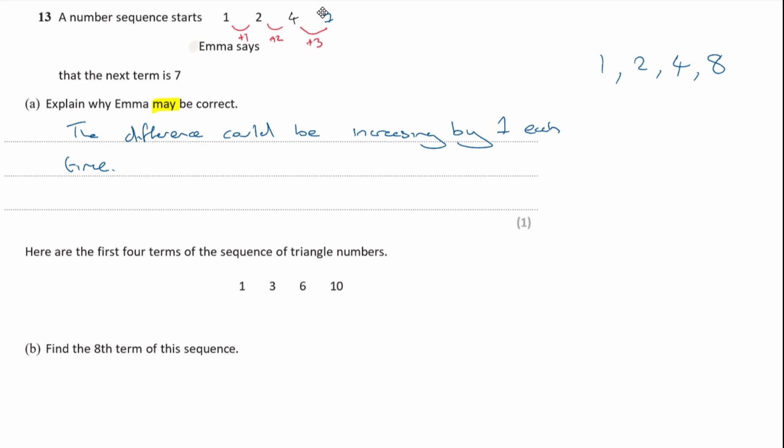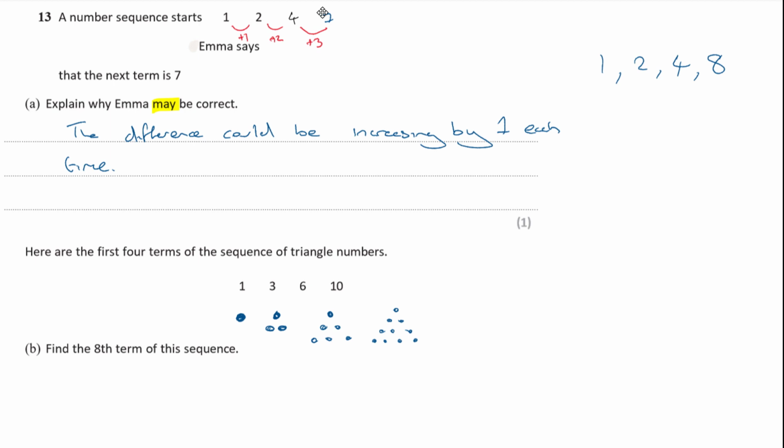Okay, so then part B, here are the first 4 terms of the sequence of triangle numbers. Find the 8th term of this sequence. Triangle numbers are fun. I like to draw them as triangles. So the first term 1 is 1 little dot like that. The second term is like that, isn't it? Got 3 dots which we can arrange like that. The third term looks like this, and then the fourth term, which you'll be familiar with if you play 10-pin bowling, looks like that.